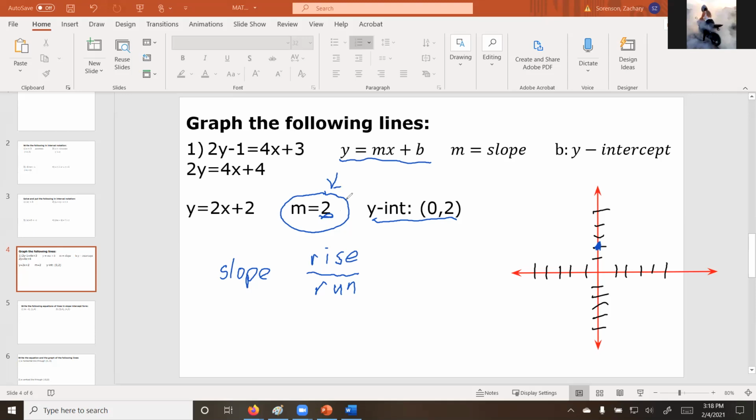2/1. Yeah. Anytime you have a whole number, if you want to make it a fraction, just put it over 1. 2 divided by 1 is 2, right? So this gives me my rise. This gives me my run. So what am I going to do with this information? I go to my starting point on my axis. I'm going to go up 2, I'm going to go over 1, and then I'm going to plot my point. There is my point. And just for good measure, I'm going to do it again. So I'm going to go up 2, over 1, and plot a point.